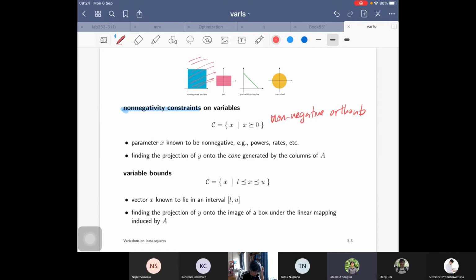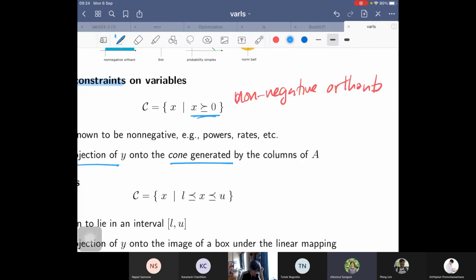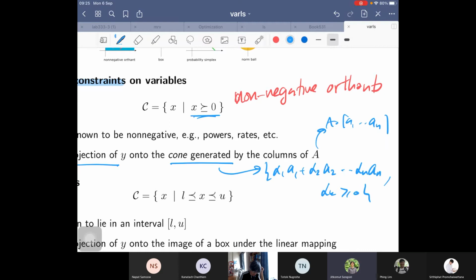So, finding the projection of y. Initially, when we have the least square problem, which is an unconstrained problem, the y hat obtained from the least square solution is a projection of y onto the range space of A. But now, if all entries of x are non-negative, the interpretation is that it's a projection of y onto the cone generated by the columns of A. The cone is a positive combination: the set of alpha 1 A1 plus alpha 2 A2 up to alpha n AN, where all the alpha k are non-negative. This matrix A has n columns.